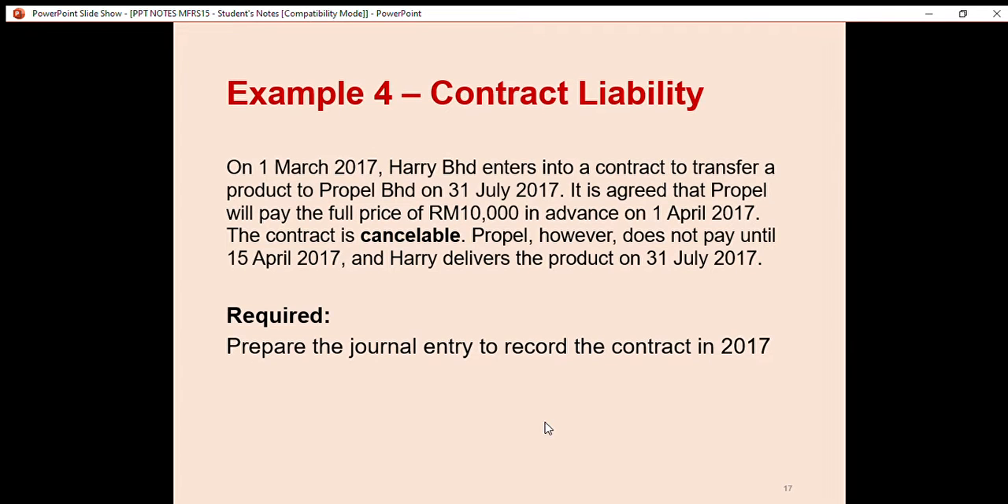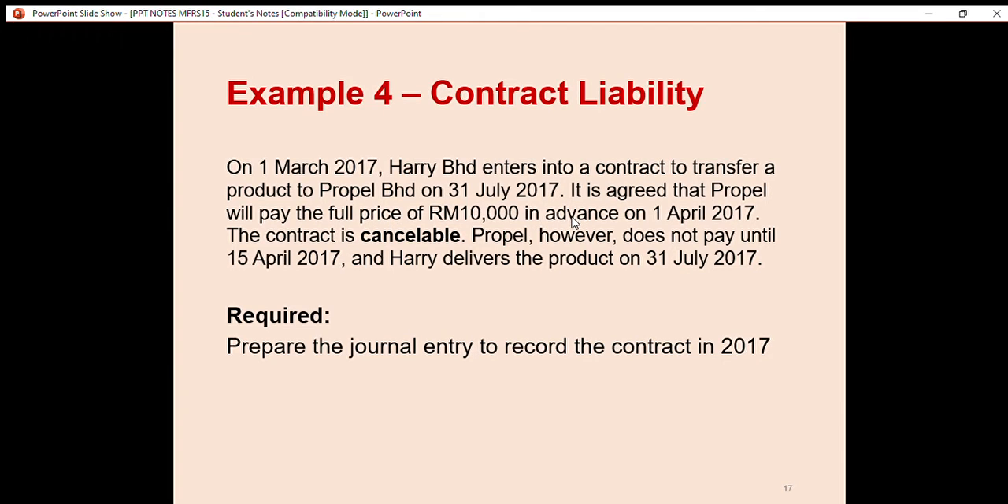This is another example on contract liability. This is exactly the same example as the previous one, but this time the contract is cancelable. Harry Berhad enters a contract to transfer a product to Propel Berhad on 31st July. The customer, Propel Berhad, will pay the full price on 1st April 2017. The contract is cancelable.